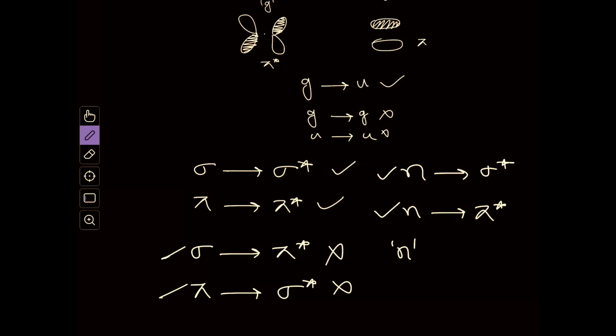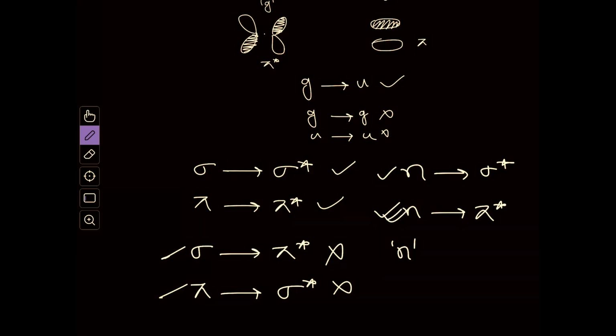So in this case also the orbital symmetry is forbidden, but in this case we get the n to pi star transition in any compound which has non-bonding orbital. For example, if you have a carbonyl group, you will always get n to pi star transition, but the intensity will be weak. Okay, so forbidden transition doesn't necessarily mean there will be no transition. There will be transition, but it will be weak.